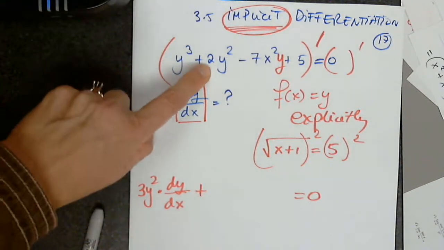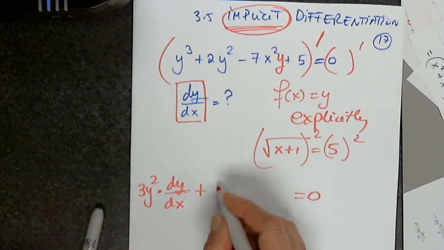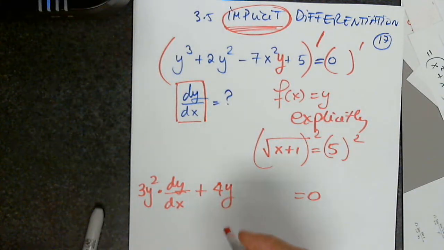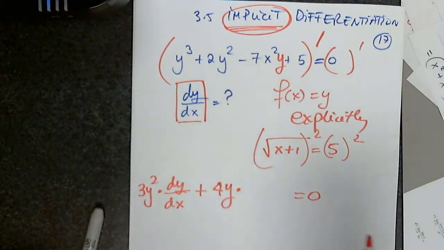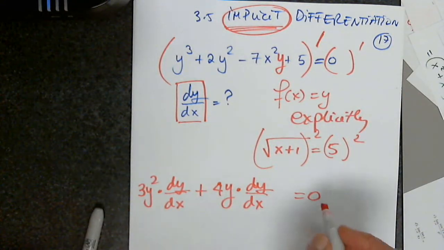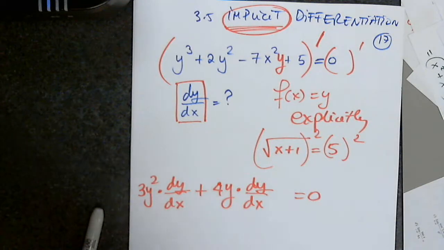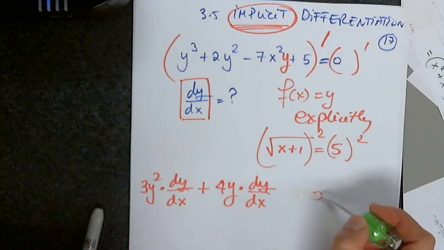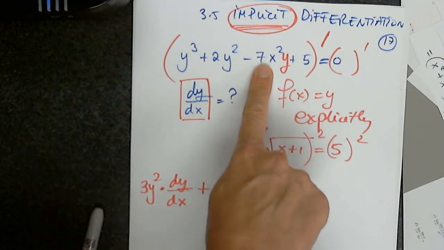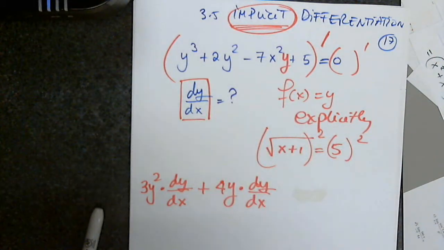Plus 2 y squared prime, for y to power 1 times the inner function prime. And now, of course, I ran out of room. I always do. So now I have a product. I reached the product. Negative 7x squared is a function, and y is another function.